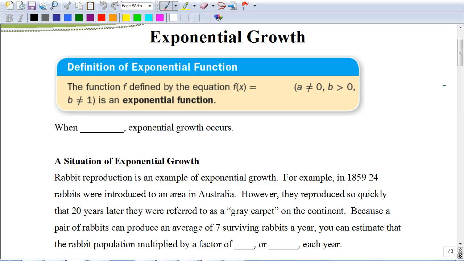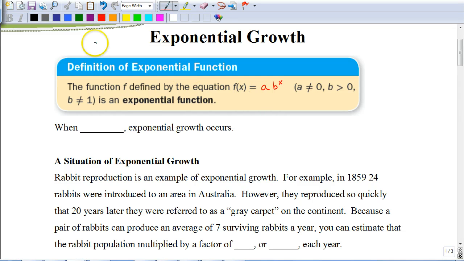Now, an exponential function can be defined with this equation, a times b to the x power. The key here is that a is never equal to 0, b is always going to be a positive number greater than 0, and also b is never going to be equal to exactly 1. If it meets those criteria, then it's an exponential function.